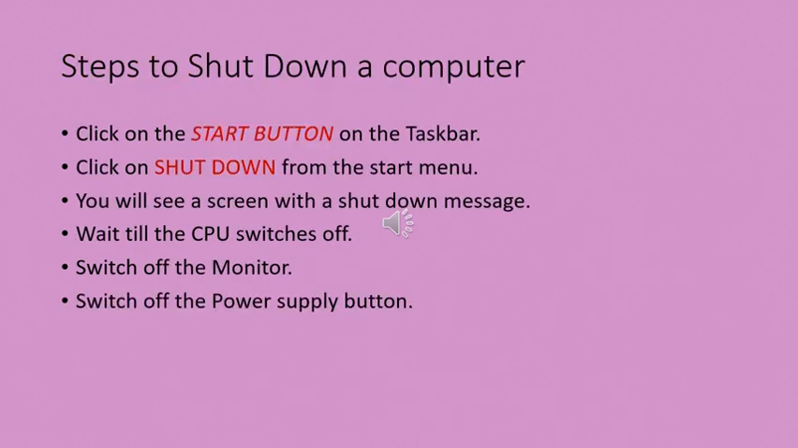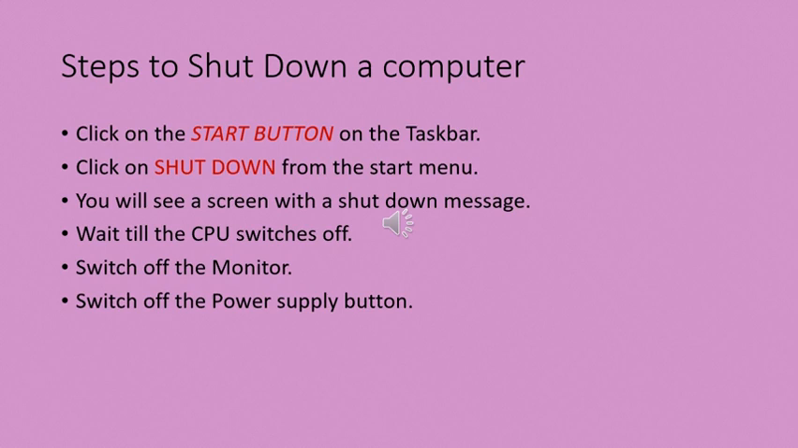Then let us study how to shut down a computer. Shut down means how to switch off a computer. The steps are: first, click on the start button. Where is the start button? The start button is on the left side of the taskbar. Then click on shut down from the start menu. Always when you click on the start button, a menu appears. That menu is known as the start menu.